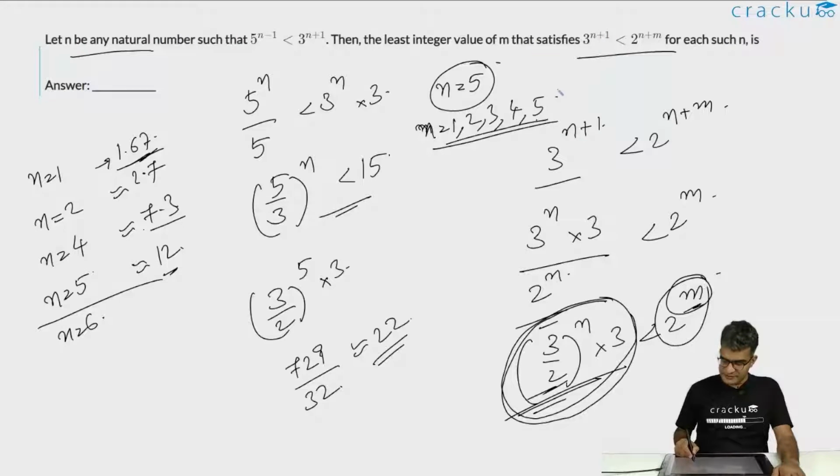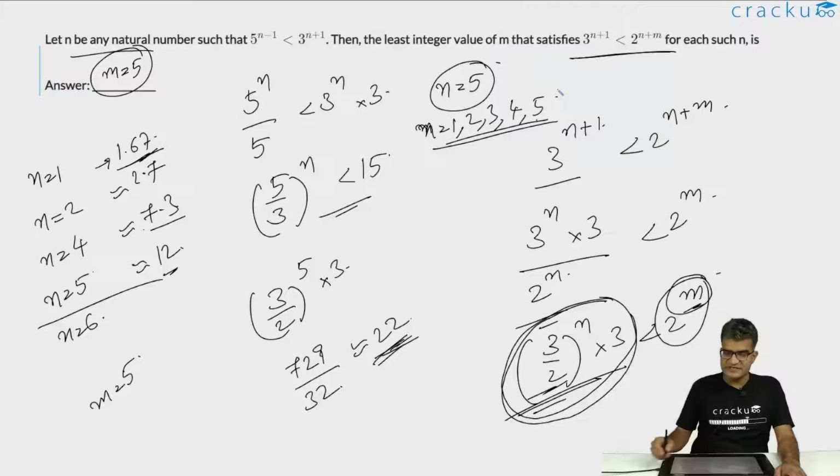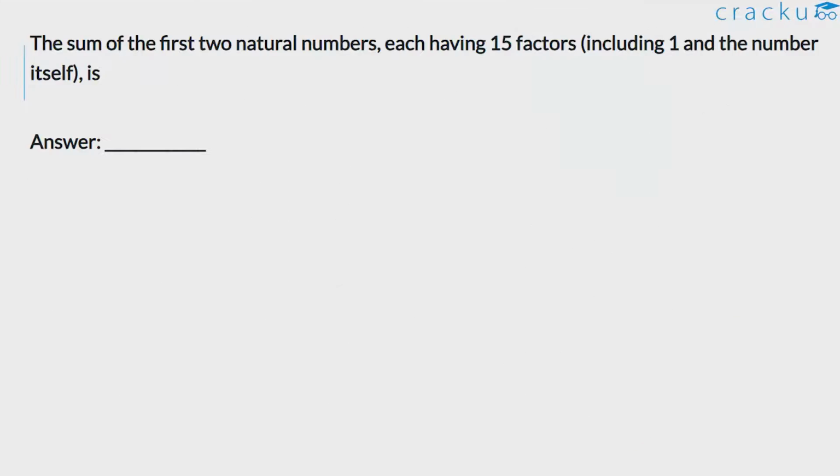And 2 to the power m should be greater than this. So the smallest value that m can take is equal to 5, because 2 to the power 5 is 32, which is the smallest power of 2, which is greater than 22. So anyway, the smallest value that m can take is 5, such that this condition is always held true whenever n is varying from 1 to 5. So the answer for this question is 5.